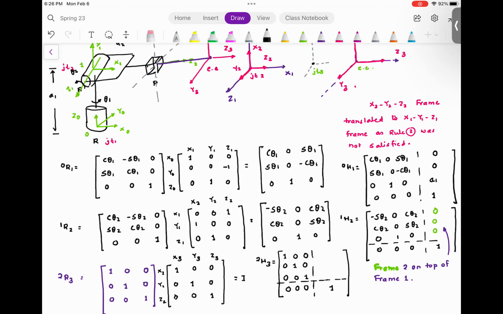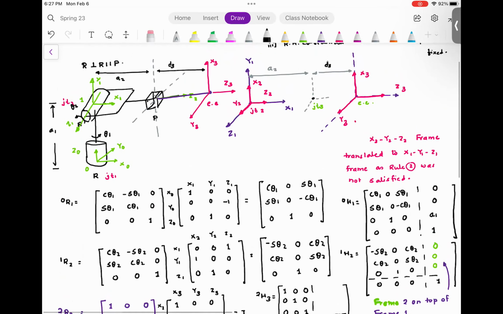So let's look at this. Here, can you see that this total distance, I want you to look at this figure, total distance is A2 plus B3. Do you agree with me? And this relationship should be valid for all the values of theta 2. Do you agree with me? So the distance between this frame and this frame is A2 plus B3.